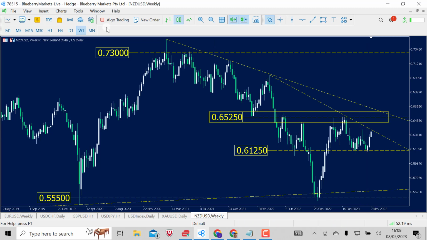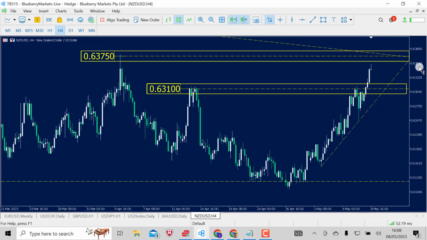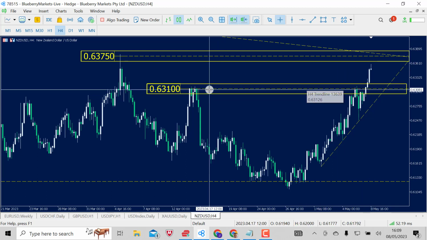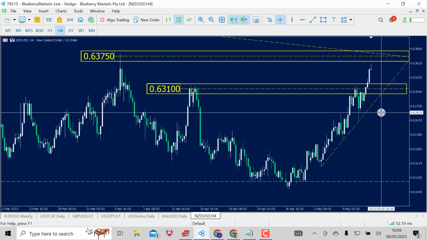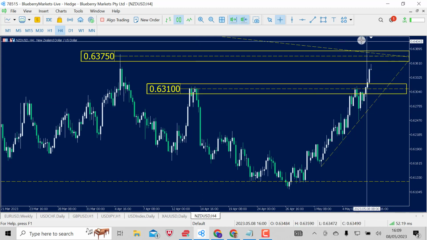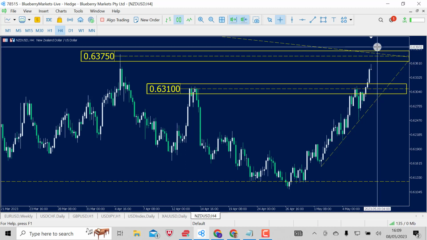To be a little bit more precise, if I was to go down into the 4-hour time frame, you can see the 0.6375 handle as an area of potential resistance. Looking at the 4-hour as well, we have these previous highs here at the 0.6310. So if price is going to trade higher, I think we could reach the 0.6375.